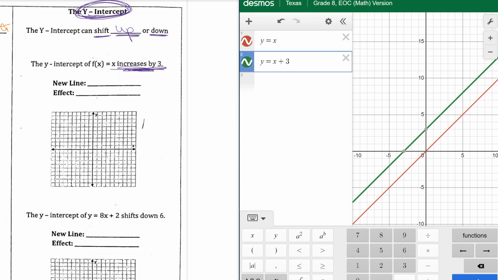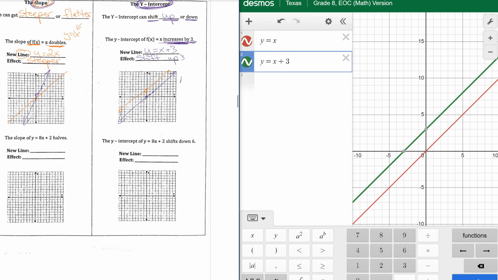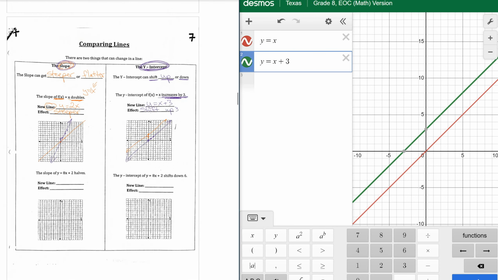Plus 3. Yeah, we're looking at our graph. Went from red to green. Up 3. So the new line is y equals x plus 3 because we changed the y-intercept by 3, and the effect was shift up 3. We can draw the original one. It has a slope of 1, goes through the origin, and the new one is up 3. Just like that. All right, you'll do those bottom 2.